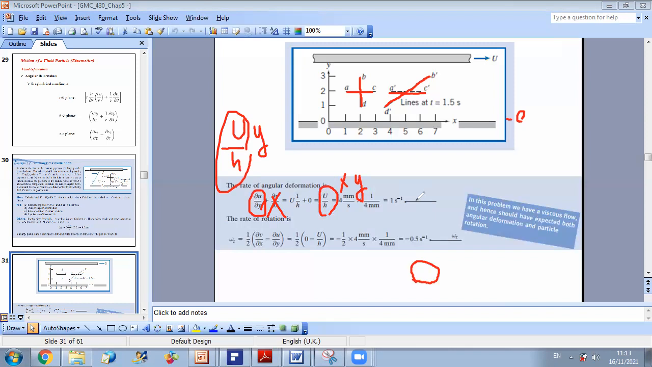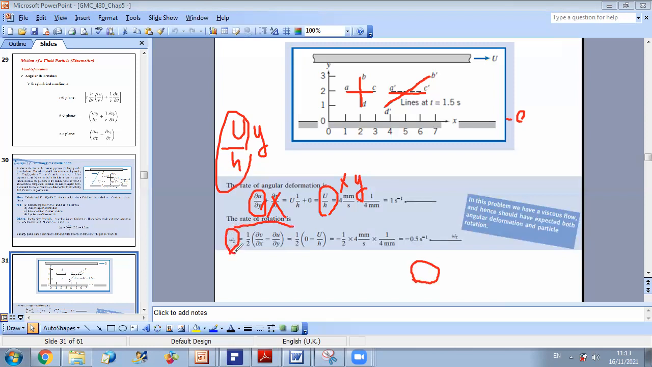Okay, and if you replace into the formulas of angular deformation in xz and yz, you will get 0. Why? Because as I told you before, if u is only a function of y and v and w are 0, all terms will cancel out. We will only have a deformation in the xy plane equal to del u by del y. Now, if you want to get the rate of rotation, the angular rotation, you should get omega.